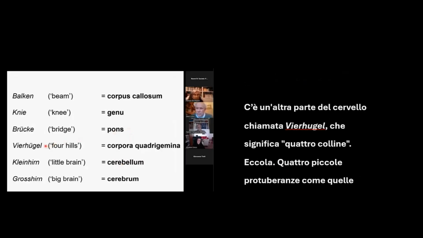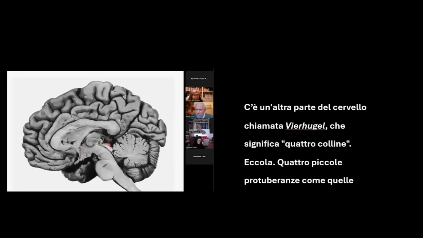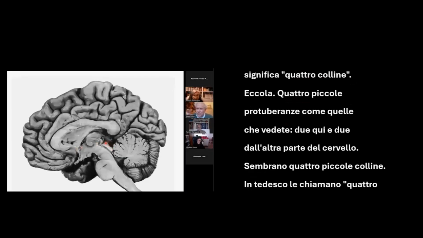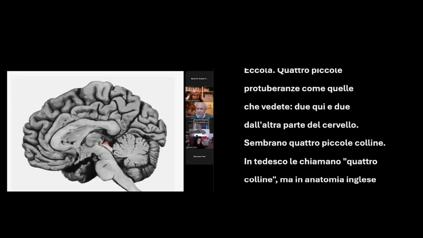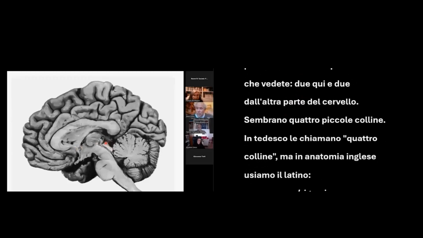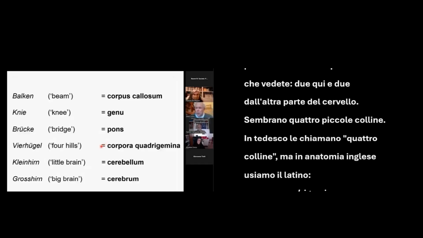There's another part of the brain called the Vierhügel, which means four hills. Here it is. Four little bumps like that. You see two of them here, and there's two on the other side of the brain. They look like four little hills. So in German, they call them four hills. But in English anatomy, we use the Latin, corpora quadrigemina.